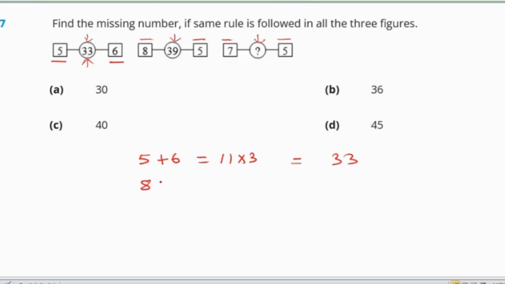If we apply it over here, 8 plus 5, we get 13. And 13 times 3, we get 39. Correct? So yes, this rule works over here. Let's try this with the third one as well. When we do 7 plus 5, we get 12, and 12 times 3, we get 36. So our correct answer according to this pattern has to be option B, which is 36.